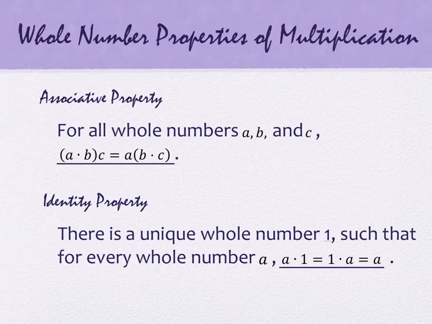The associative property talks about grouping numbers together. So A times B times C, multiplying the A and the B together first, or the B and the C together first, will yield the same result.